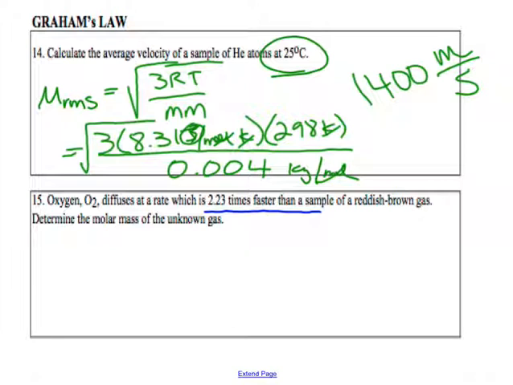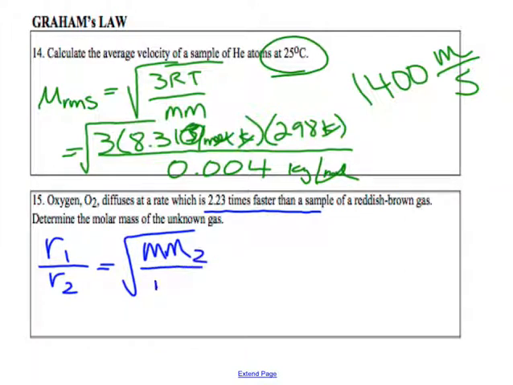It's bigger than oxygen. Why is that? Because it's slower than oxygen. Oxygen is 2.23 times faster. Now, actually calculating the molar mass, because they're giving you a rate comparison, you do the rate of one over the rate of the other is equal to the inverse of the square root of the molar masses. So it would be 2 over 1.